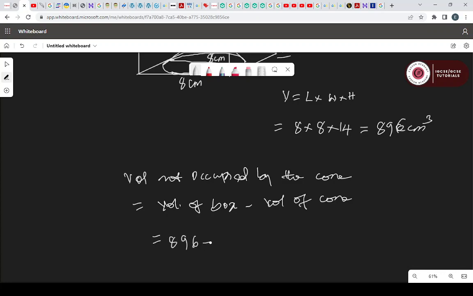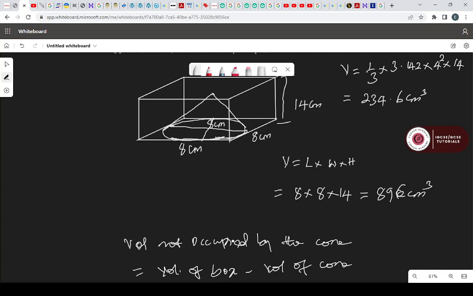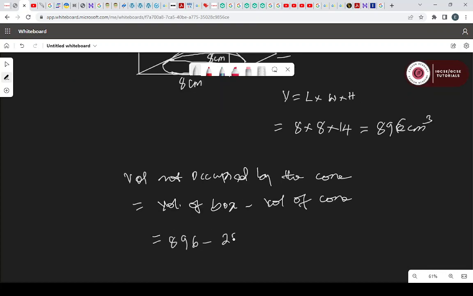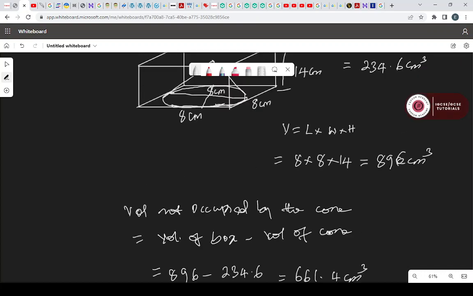The volume of the box is 896, minus the volume of cone, which is 234.6. Again, when I plug that into my calculator, I have 896 minus 234.6. That gives me 661.4 centimeter cube. The volume not occupied by the cone is 661.4 centimeter cube. And so that is how to solve a question like this. Very simple.